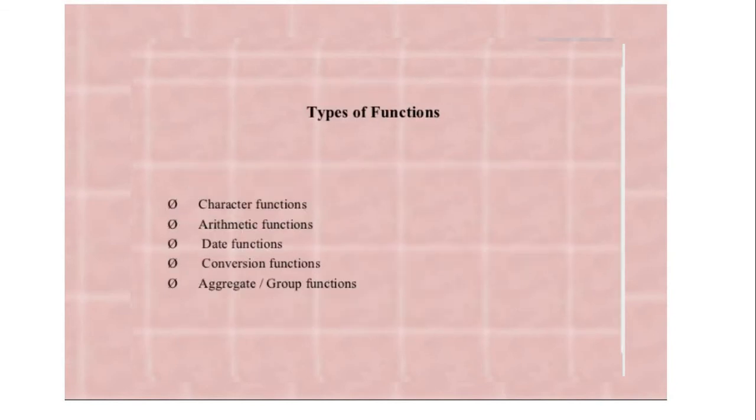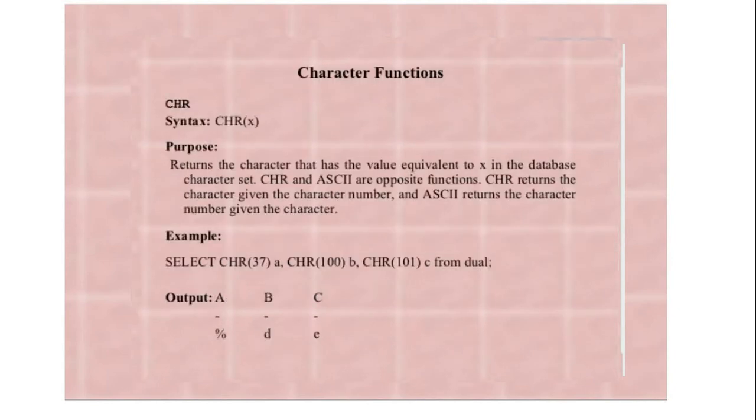If we categorize the built-in functions in SQL, they can be broadly categorized into these 5 categories: character or string related functions, arithmetic functions, date manipulations, conversion functions, and then the aggregate or the group functions. So first of all, let us consider string functions, or the functions that are related to string manipulations. The first function in that category is CHAR or CHR. It takes one value and it will return its character equivalent. That is basically the opposite of the ASCII function.